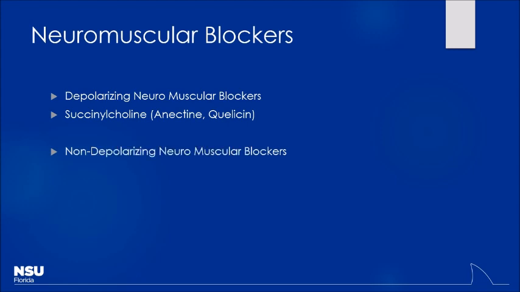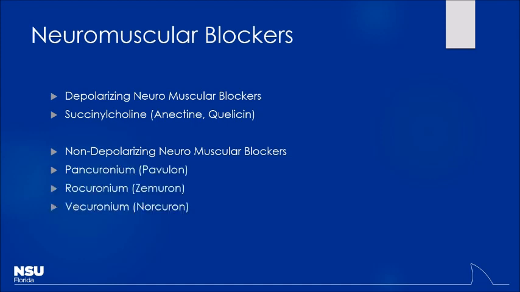So we have a couple of different varieties here. We're going to have what we call our depolarizing and our non-depolarizing neuromuscular blockers. Okay, so what do you think is the difference between these two? One's going to depolarize the muscle, and one is not going to depolarize the muscle, right? Very simple as that. The one depolarizing neuromuscular blocker we have is called succinylcholine. You hear people talk about "sux." That's what we're referencing there.